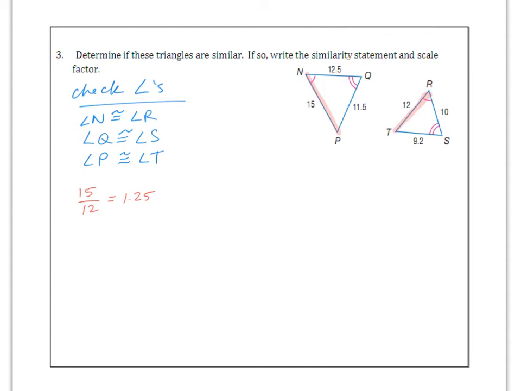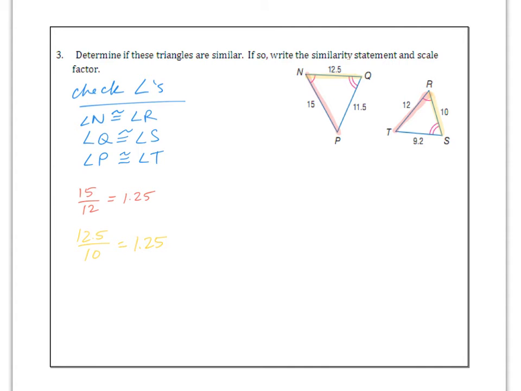Now I'm going to pick another set of sides. So next, let's pick the middle length. So 12.5 is the middle size between 15, which is bigger, and 11.5, which is smaller. In the middle over here would be the 10. So let's write this down. Let's do 12.5 divided by 10, because they correspond with each other. And if I divide those on my calculator, I get 1.25 again.